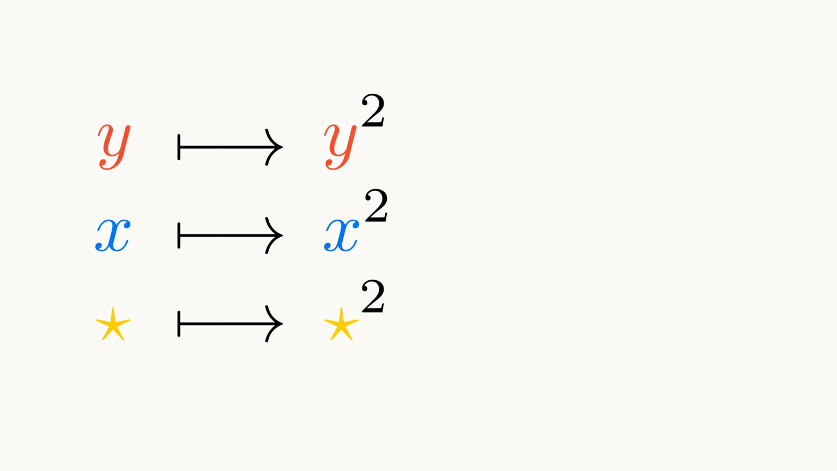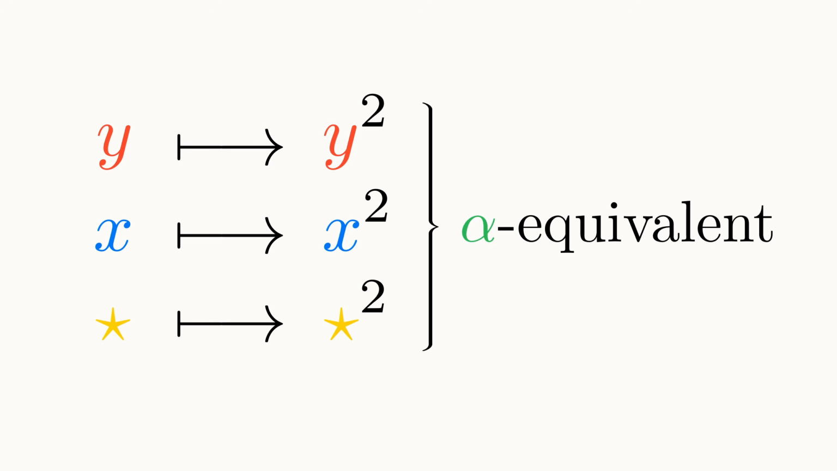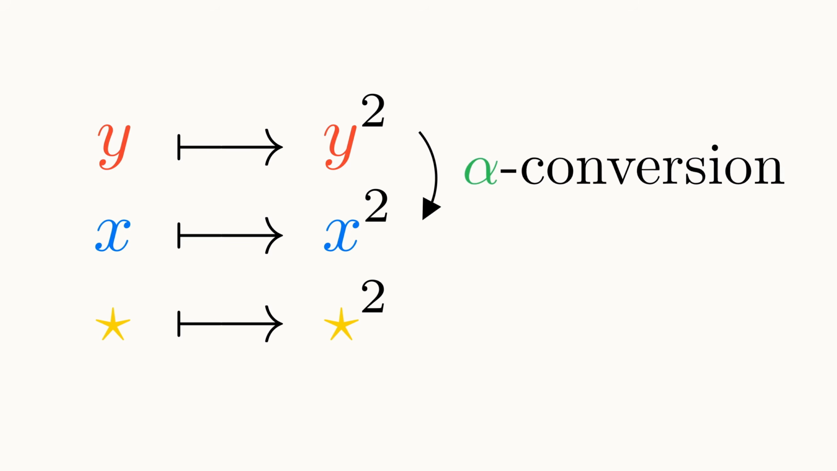As some fancy terminology, we say that these functions are alpha equivalent, and the process of renaming the input variable and all instances of that variable in the function to a different variable is called alpha conversion.